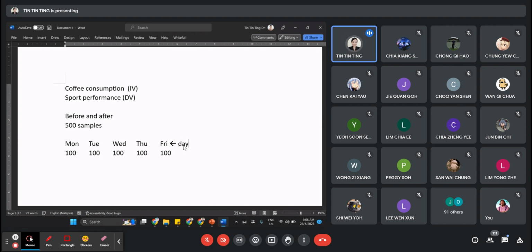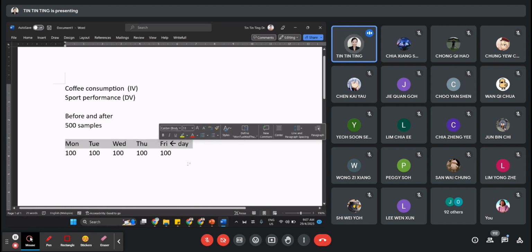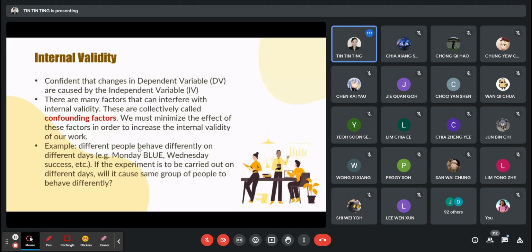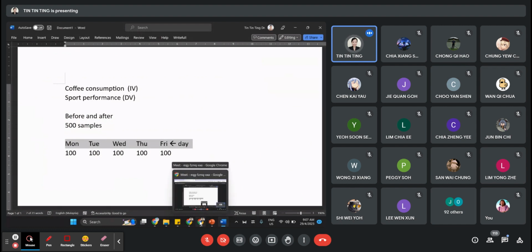Which day you come is not one of our IV. We did not say that coffee plus different day is our IV. We didn't do that. We just performed it that way because of the sample size. Therefore, we did not consider this part as our IV, so this could be a confounding factor that might affect your sport performance as well. Okay, that's called confounding factor.